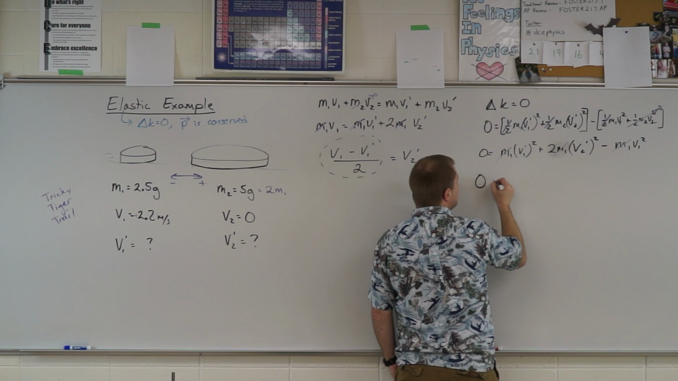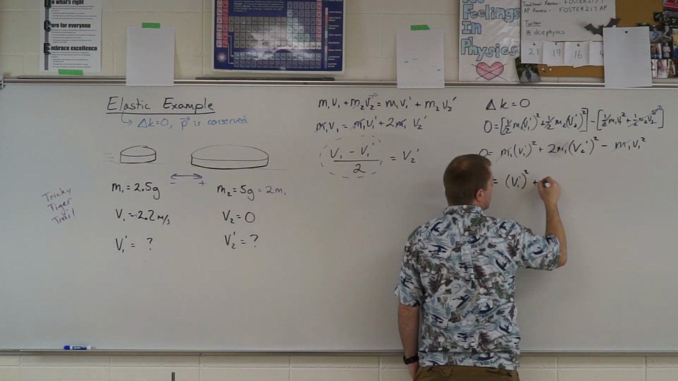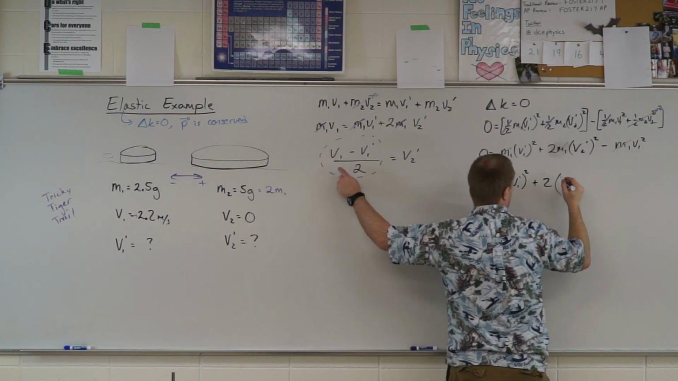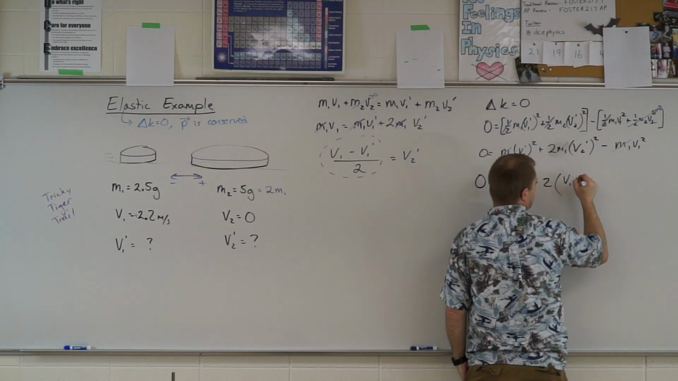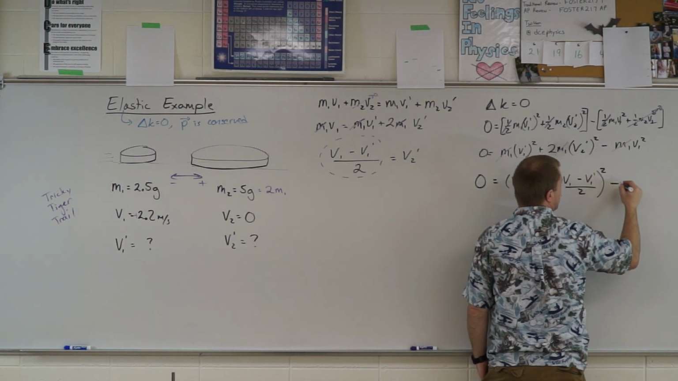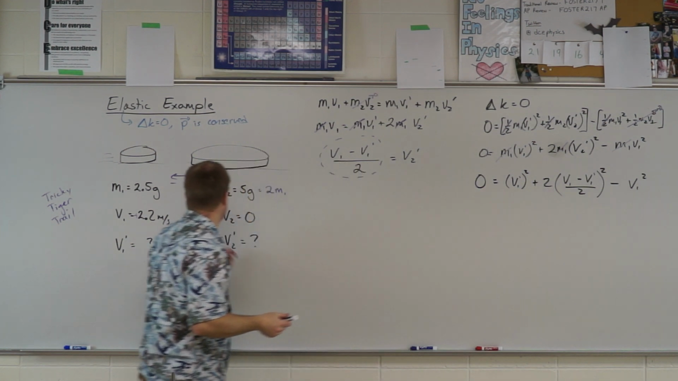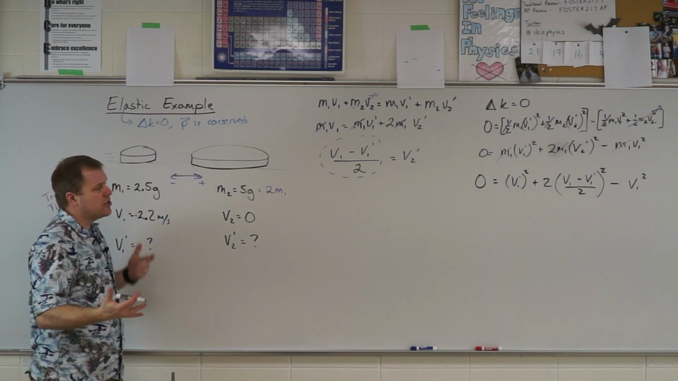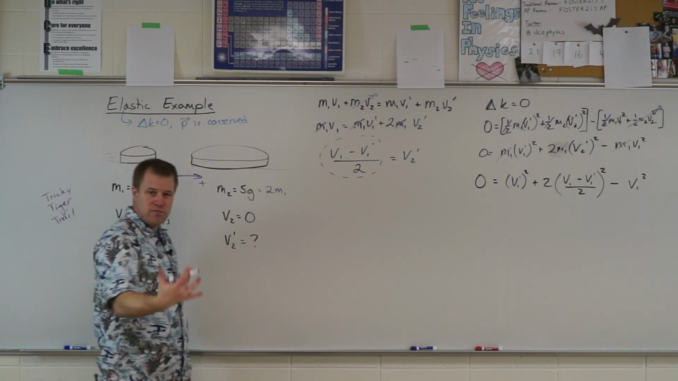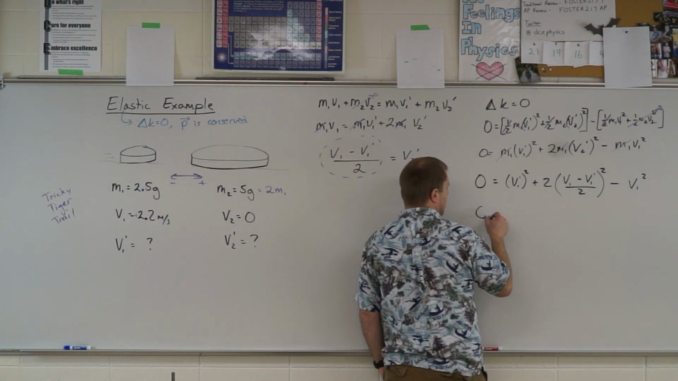So now I have 0 is equal to v1 prime squared plus 2 times, substitute in, v1 minus v1 prime divided by 2 quantity squared minus v1 squared. Now I know what v1 is, it's 2.2. I just don't know what v1 prime is. So I just have to go ahead and figure this out. So I'm going to plug in my numbers.